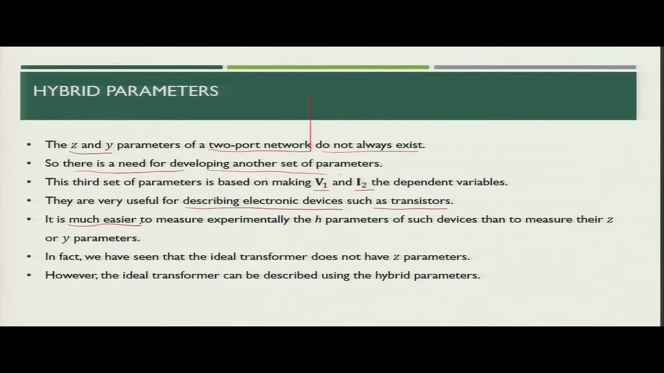Now, it is much easier to measure experimentally the H parameters of such devices than to measure their Z and Y parameters. That is why we are more interested in the H parameters calculation. If you recollect, we discussed that in case of ideal transformers we cannot create the Z parameters for that circuit, but in this case the ideal transformer can be described using hybrid parameters.